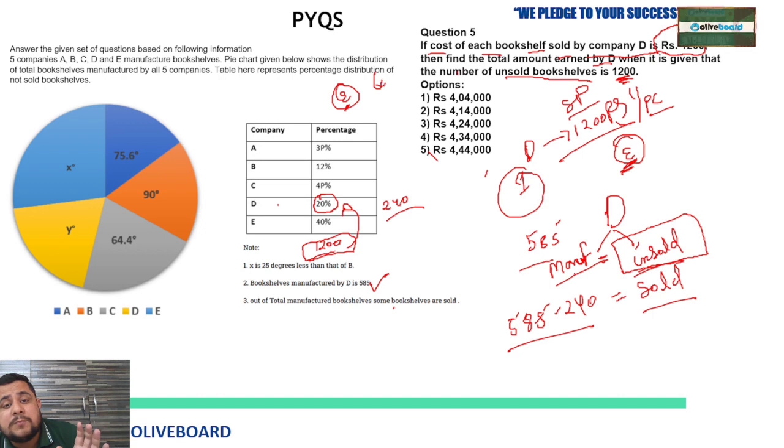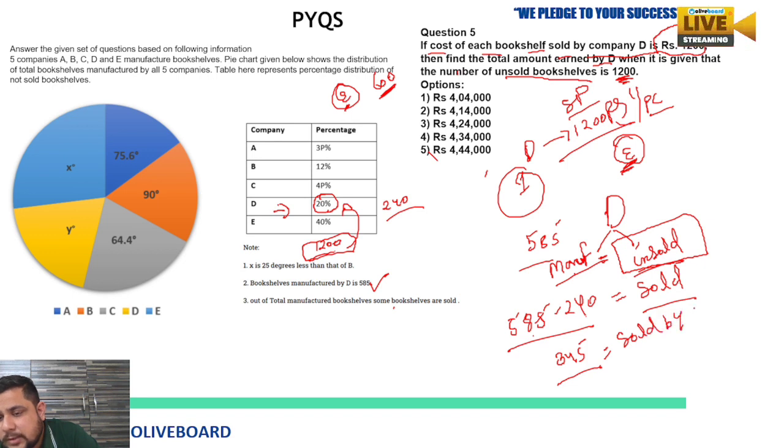And there the number of books sold was 600, and here unsold books are 1200. Now 20% of 1200 would be from D, which is 240. Just put that: 585 minus 240 is 345. So total books sold by D is 345. Just multiply 345 with 1200, because the cost of each bookshelf sold by company D is 1200.